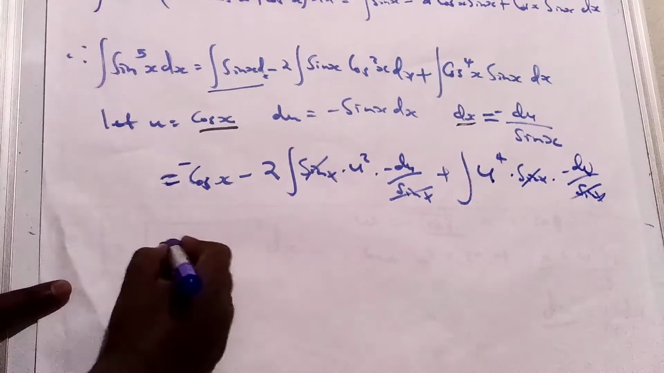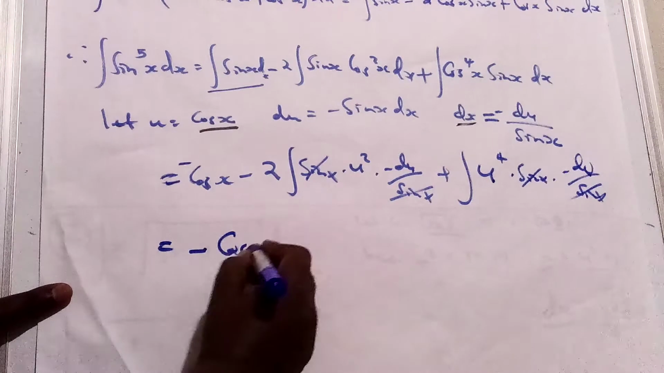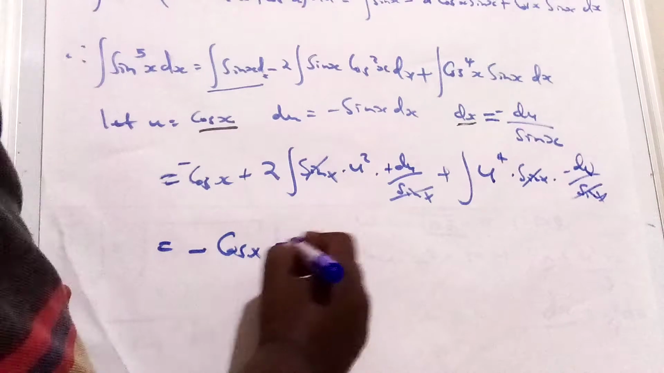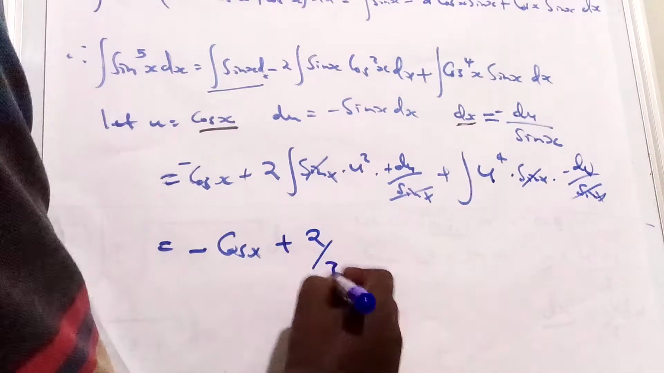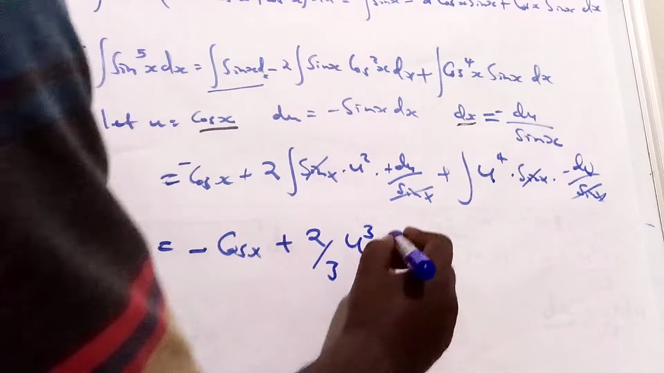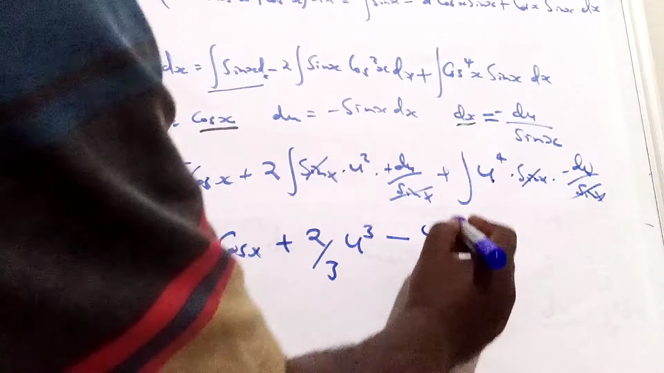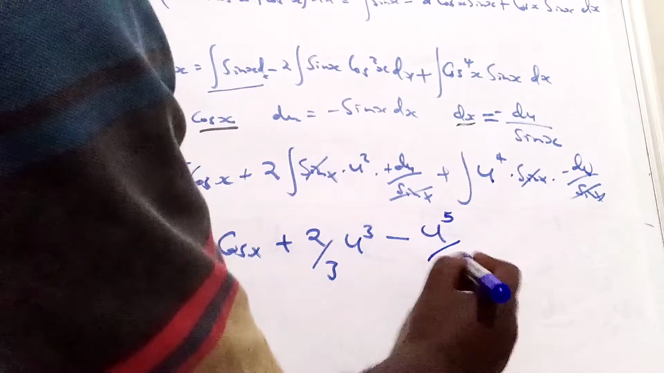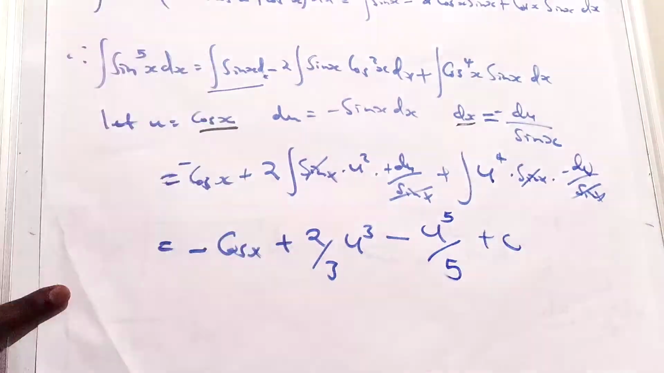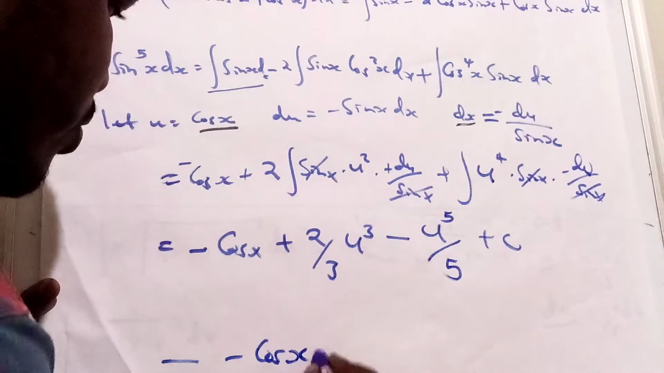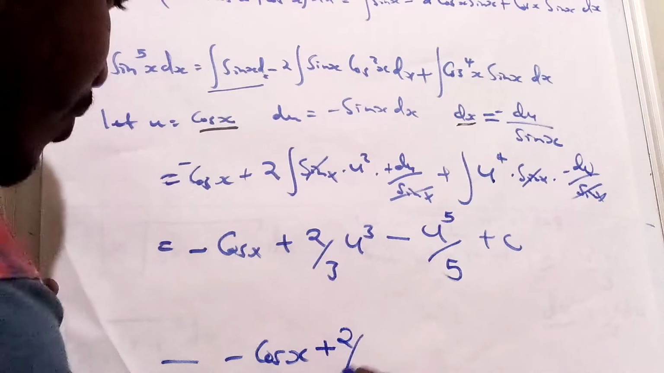So you will have your negative cos x plus 2 over 3 u cubed minus, you see the minus is there, then u to the power 5 over 5 plus a constant, and the remaining thing is for you to replace your u.